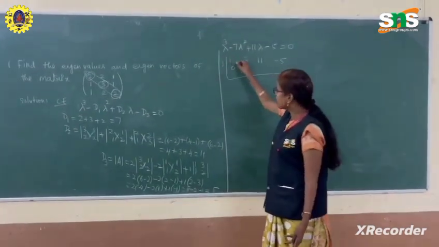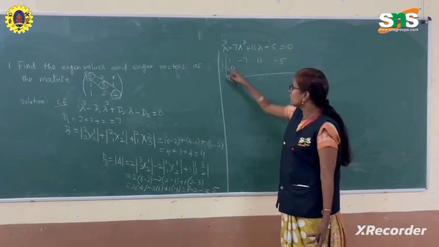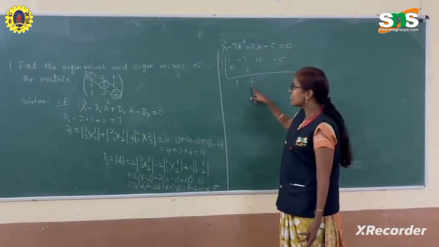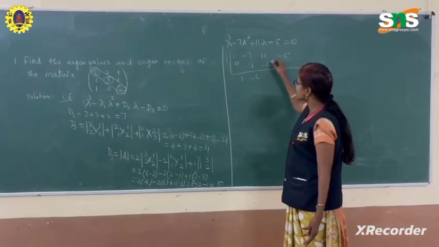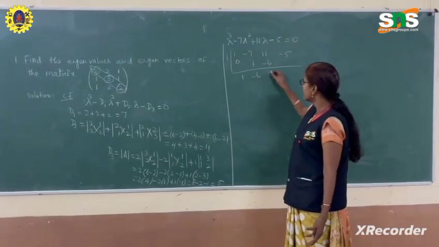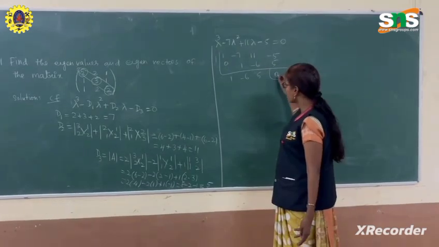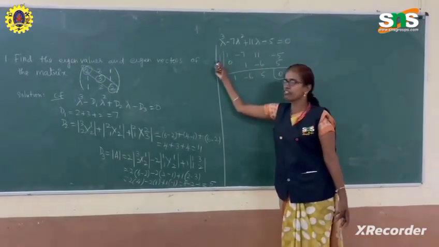Then 1 plus 0 is nothing but 1. Then 1 into 1 is 1. Minus 7 plus 1 is minus 6. Minus 6 into 1 is minus 6. 11 minus 6 is 5. 5 into 1 is 5. And finally the value is 0. If you are getting 0, we can say this is one of the roots.